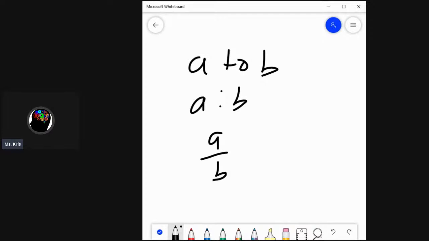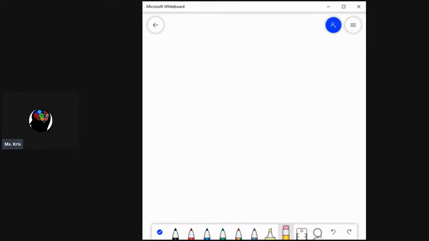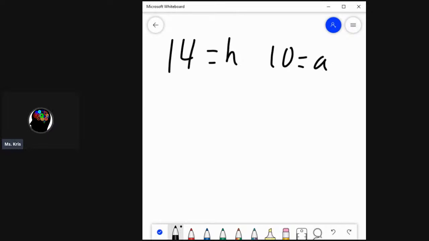So now, an example would be a volleyball team plays 14 home games and 10 away games. Find the ratio of home games to away games. Then find the ratio of home games to all games. What would that look like? So now we know that there are 14 home games. There are 10 away games, which means there are 24 games in total.